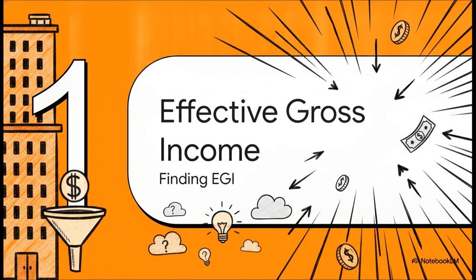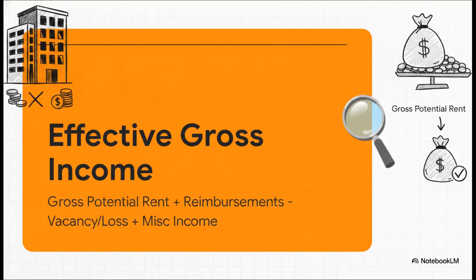All right, section 1, finding effective gross income, or EGI. So we always start at the absolute top of the funnel, right? Looking at the theoretical maximum a building could possibly make. But let's be real, we don't live in a perfect world. That's exactly why EGI is your realistic starting point. It accounts for the simple fact that not every single square foot is going to be occupied year-round, and honestly, not every tenant pays on time. It basically takes that maximum potential rent and grounds it right back in reality.